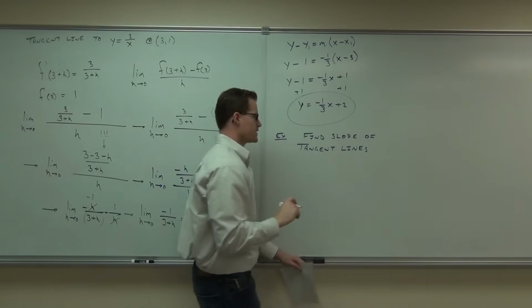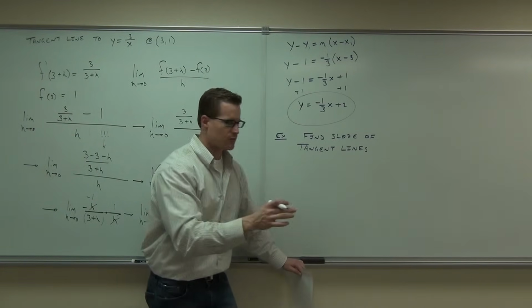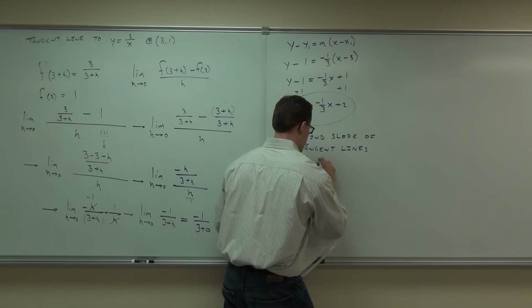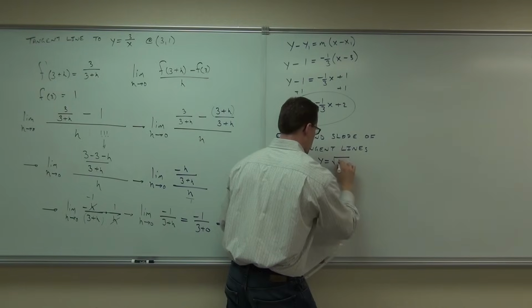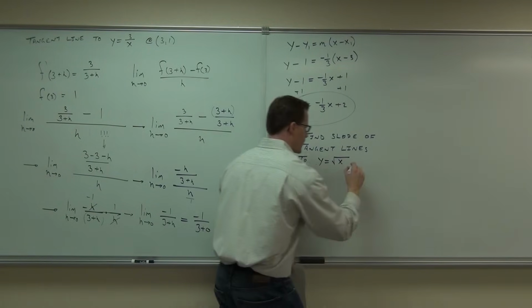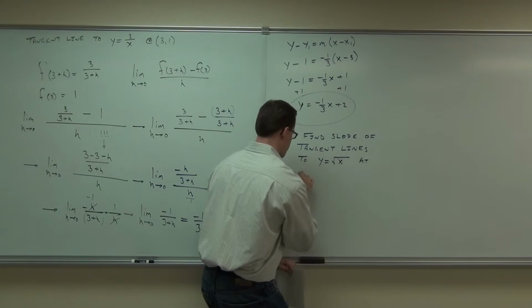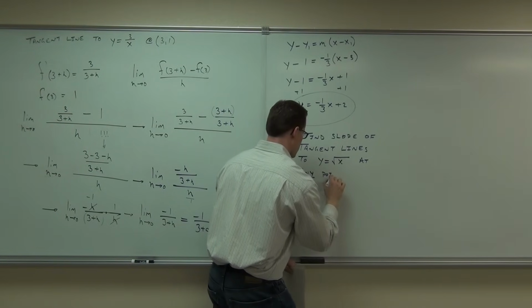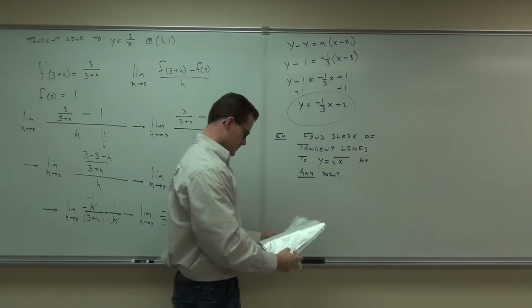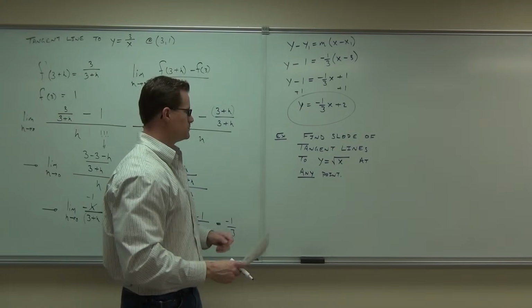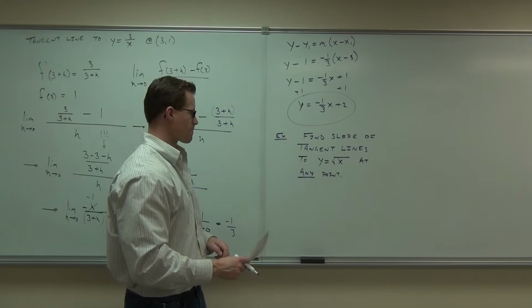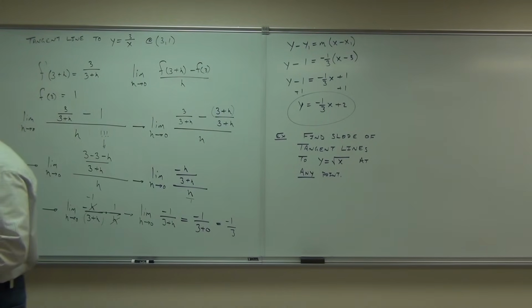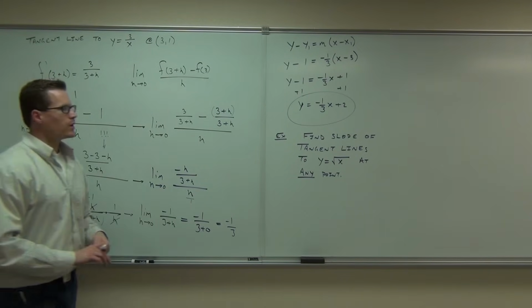Find the slope of the tangent lines. That just means the slope of the curve y equals the square root of x at any point. Well, let's go through it.